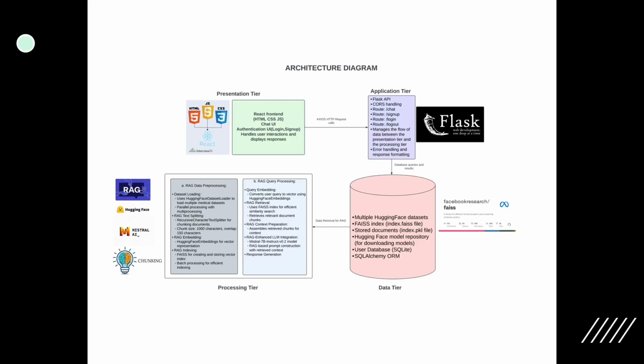Processing tier. This is where the core AI processing happens. It is divided into 2 main parts, RAG data preprocessing and RAG query processing. The workflow between these tiers is as follows.